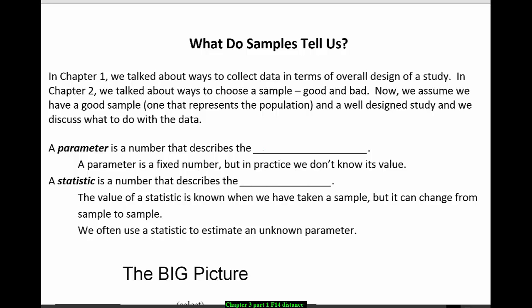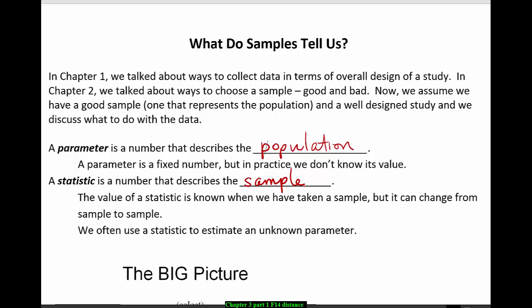Some definitions first. A parameter is a number that describes the population. A parameter is a fixed number, but in practice we don't know its value. A statistic is a number that describes the sample. Notice the alliteration here: parameter, population, statistic, sample. The P's go together and the S's go together. The value of a statistic is known when we have taken a sample, but it can change from sample to sample. We often use a statistic to estimate an unknown parameter.